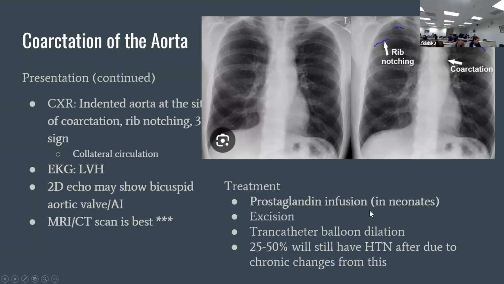And the treatment is prostaglandin infusion to hopefully dilate the artery open a little bit more. Excision, sometimes they try a transcatheter balloon dilatation to relieve the narrowing. 25 to 50%, even after you fix this, will still have hypertension if they have chronic changes from having high blood pressure. So if they still have LVH, they may still have hypertension even if you fix this.